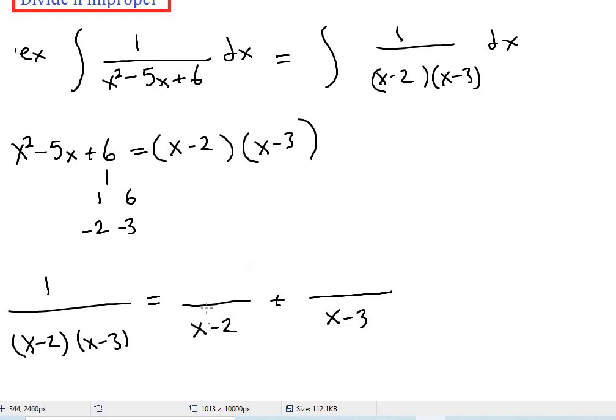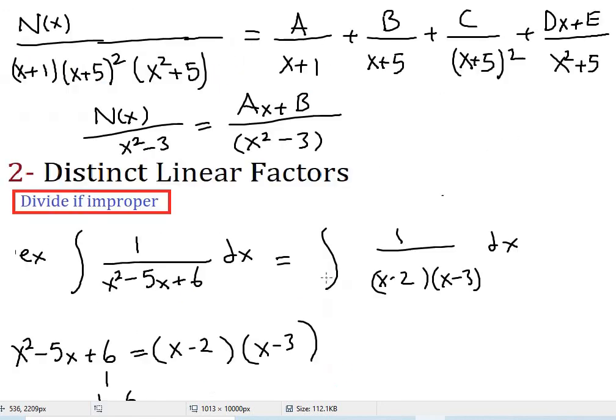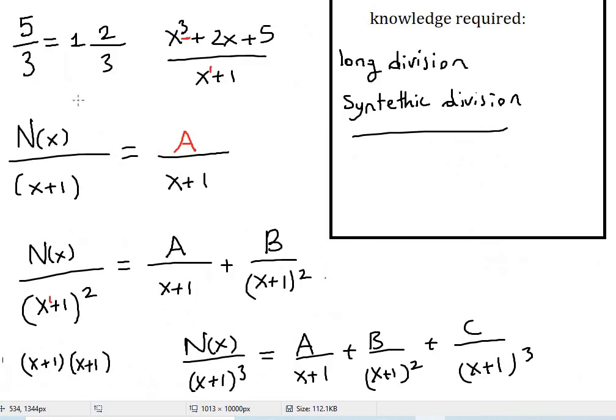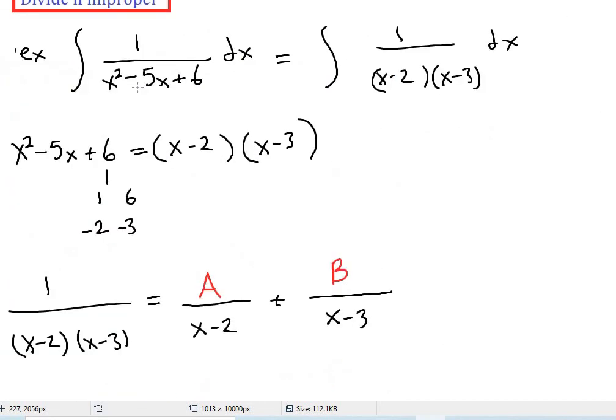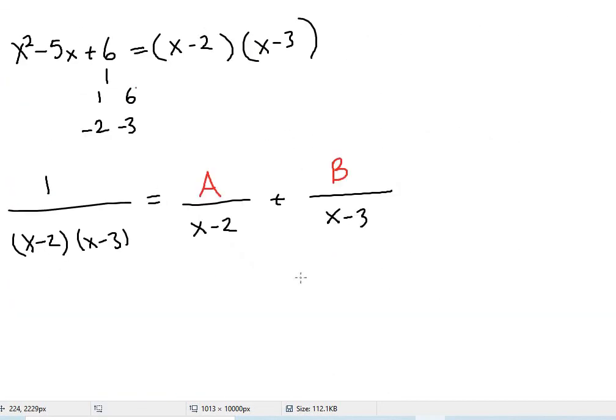For the first factor, we are going to use some constant A, because this is linear, we use a constant. For the second factor, x minus 3, we're going to use some constant B, because this is a linear factor again. Now we know that this fraction is equal to this fraction, like 5 over 3 is equal to 1 and 2/3. So now we're going to solve for A and B.